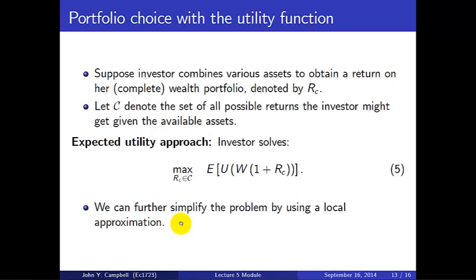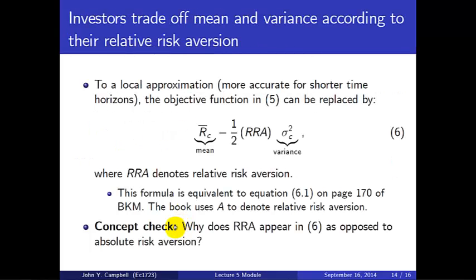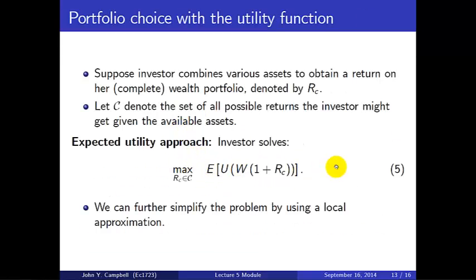Now we can simplify this problem by using a local approximation. So to a local approximation, which is more accurate for shorter time horizons, the general objective function in the previous equation 5 can be replaced by this. The objective is the mean return minus 1/2 relative risk aversion times the variance of return. So that's what the investor maximizes. And you can see that it's going to be much easier to work with this equation 6 than it was to work with this thing, equation 5.